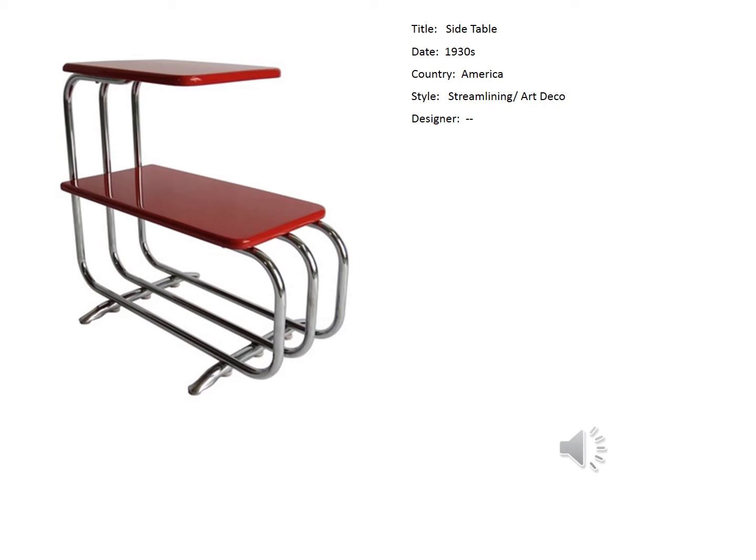So in closing, what are the defining characteristics of this table? That is, what tells you this is an example of streamlining? And where do those characteristics come from? What caused them? What is their source of influence? What do they tell us about American life at this time?